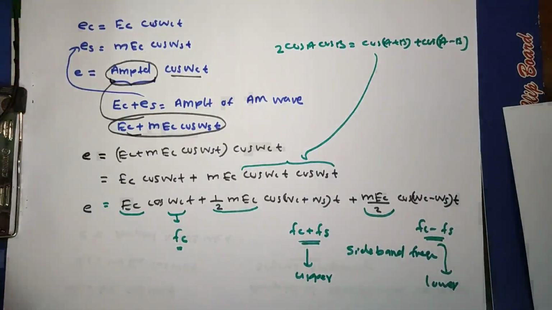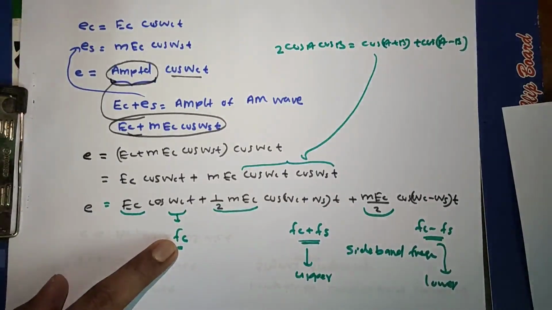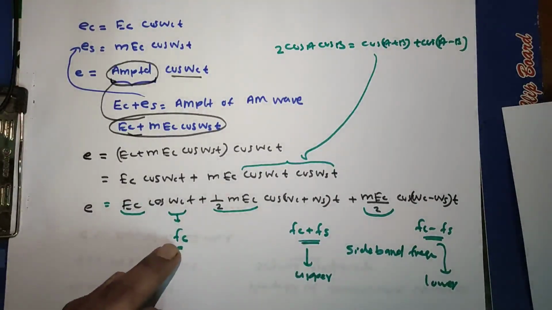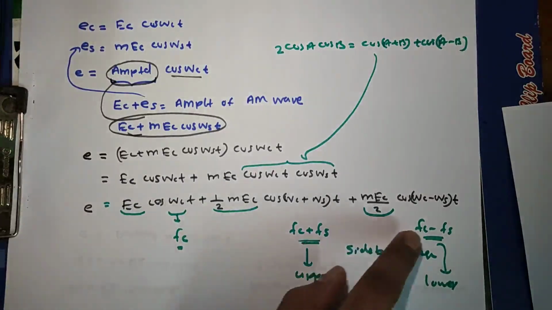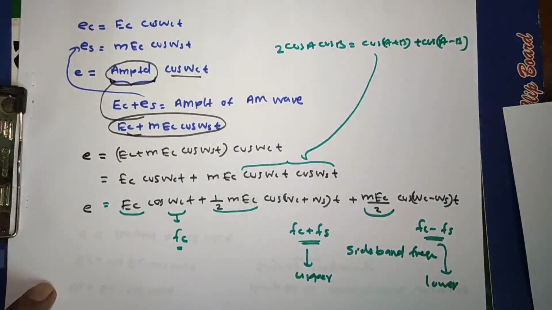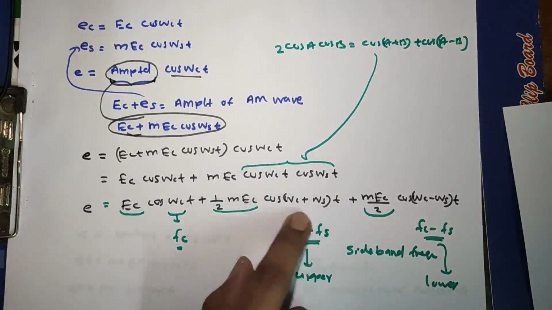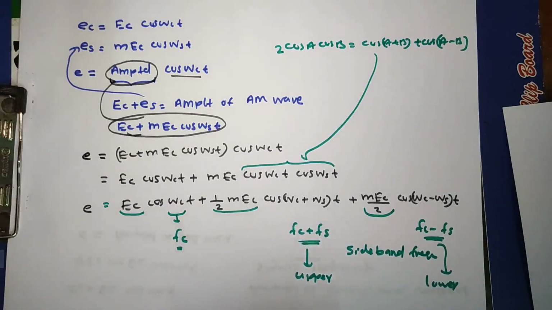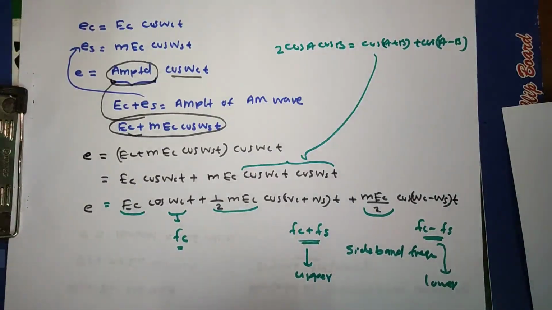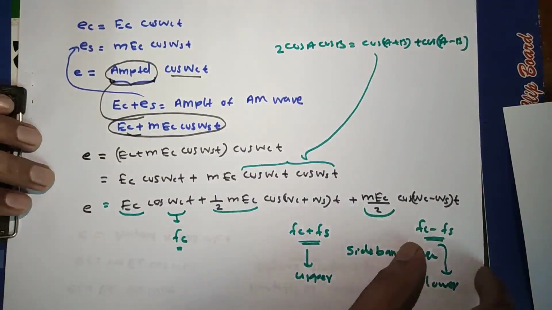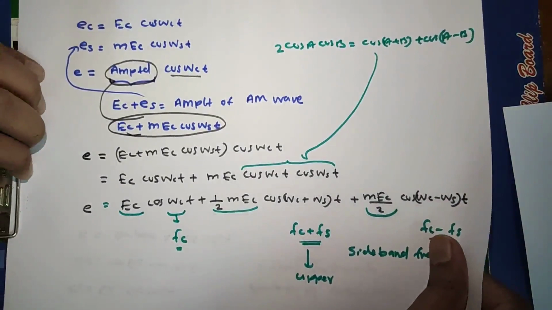Second, we have three frequencies. Along with the carrier frequency FC, we have FC plus Fs and FC minus Fs. And the third point is, the FC plus Fs term is said to be the upper sideband frequency, and the FC minus Fs term is said to be the lower sideband frequency. Okay, now let us analyze these upper and lower sideband frequencies.